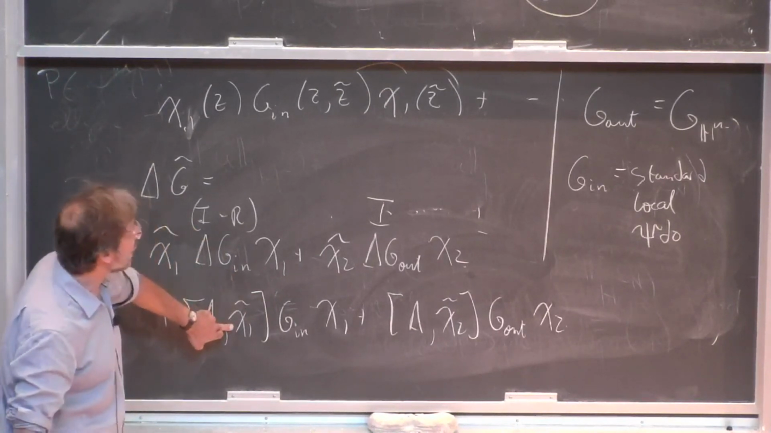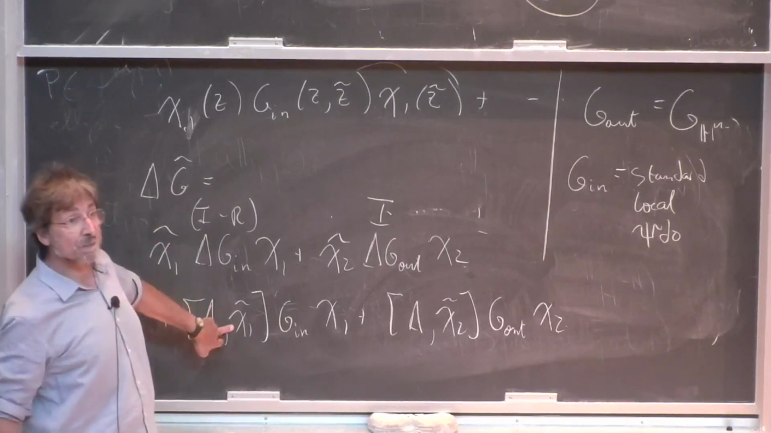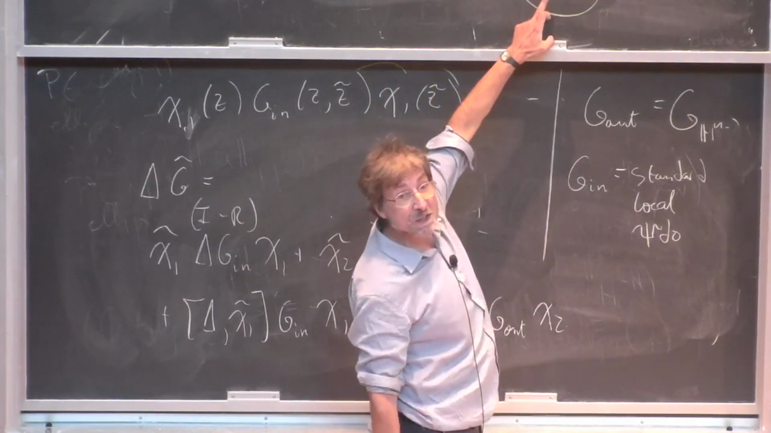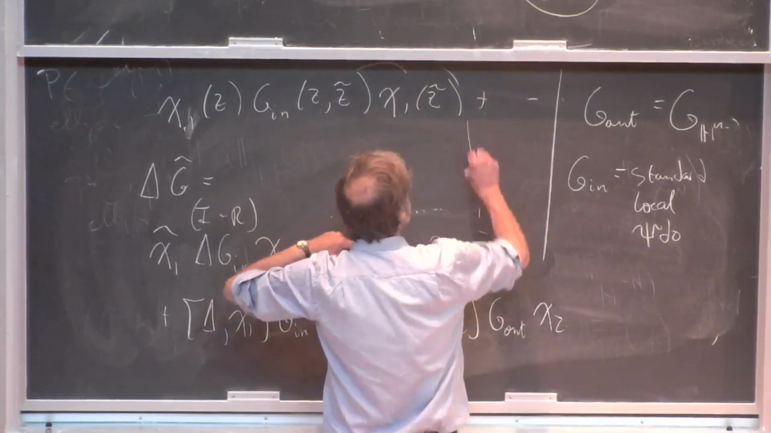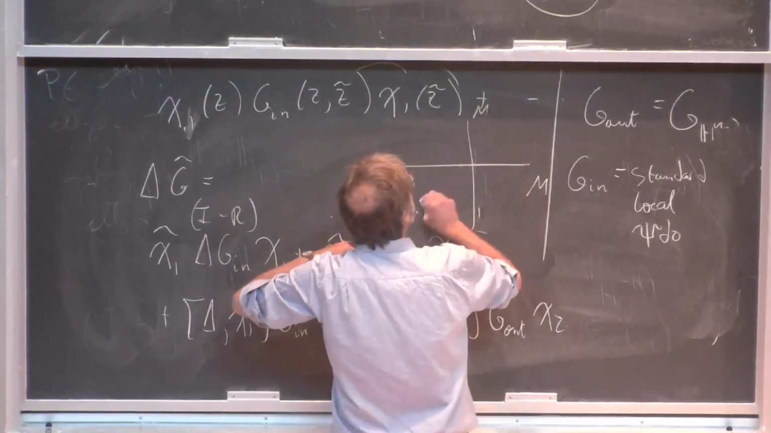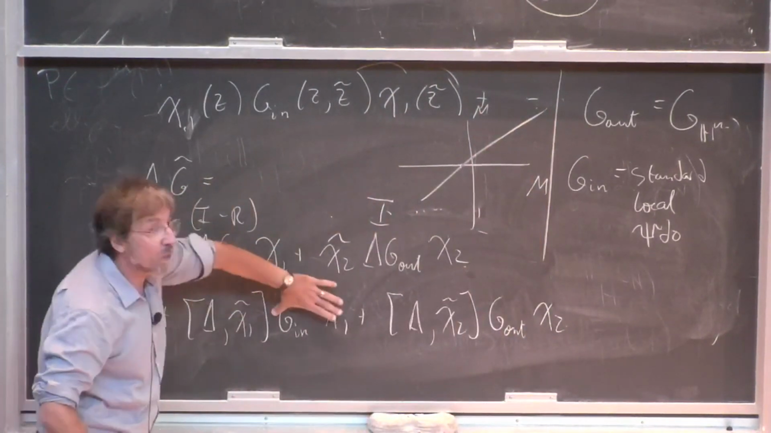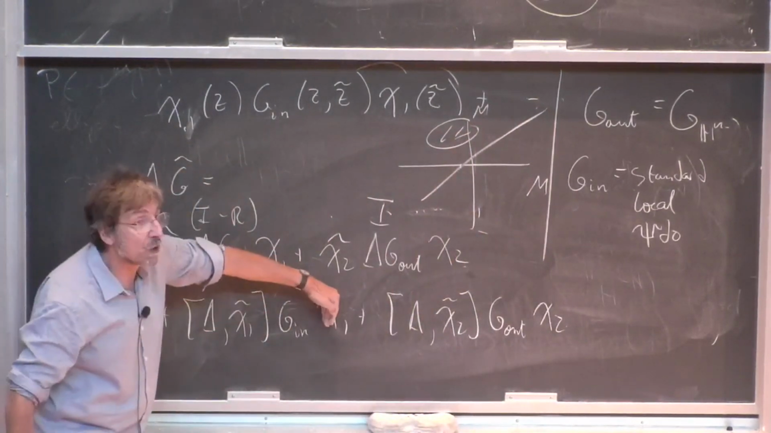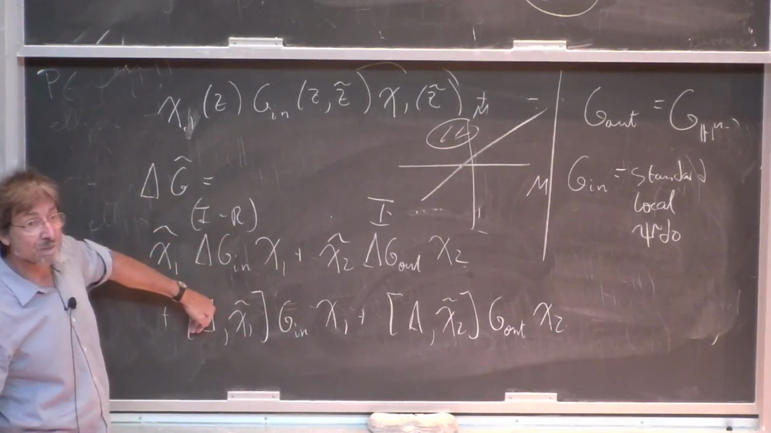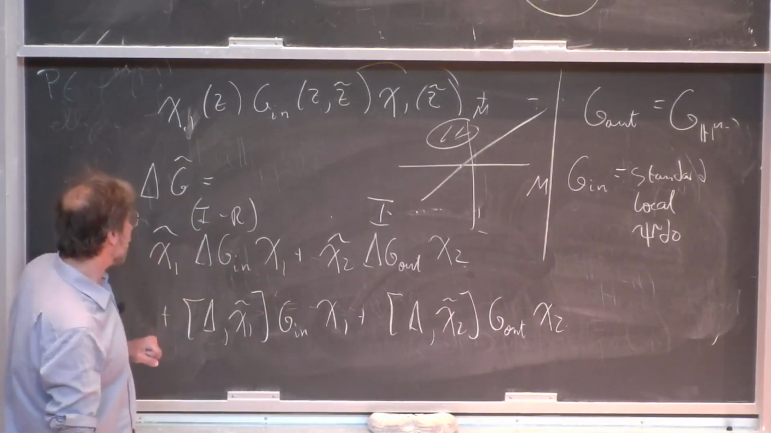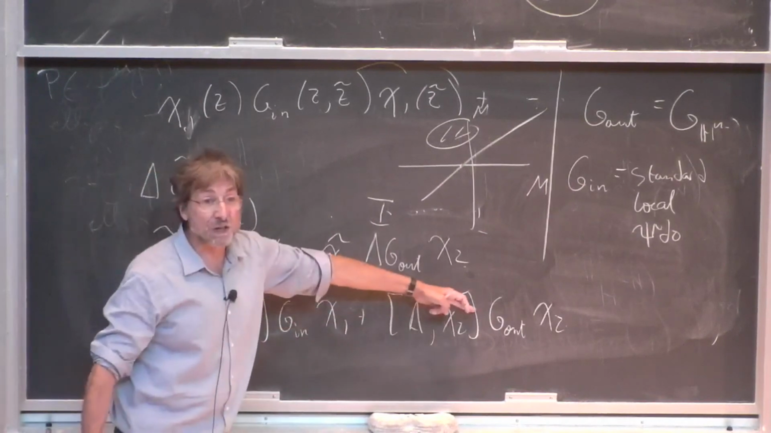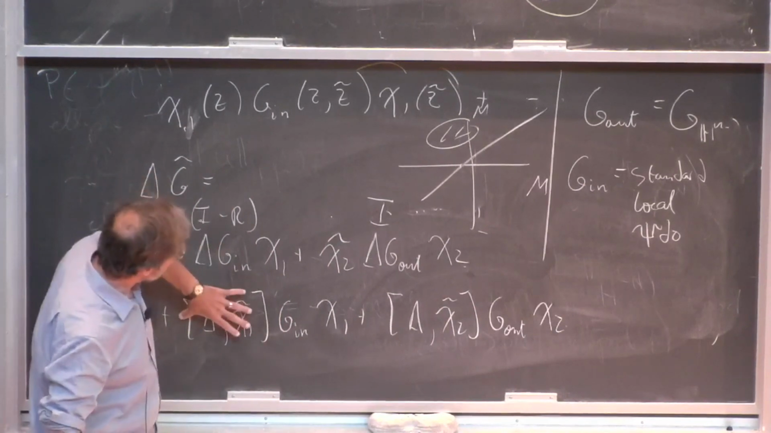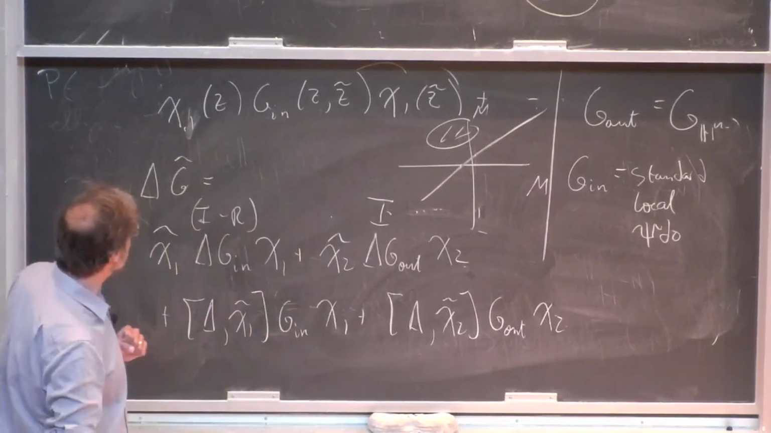The support of this guy is where chi1 tilde is changing. Chi1 tilde is changing precisely on the complement of the support of chi1. So if I were to draw, here's M cross M again. Here's the diagonal. Where is this operator supported? It's supported somewhere away from the diagonal, because wherever chi1 is non-zero, this guy is vanishing. Okay? So G interior and G exterior are smooth away from the diagonal. So these are sort of harmless terms because they're localizing away from the diagonal.